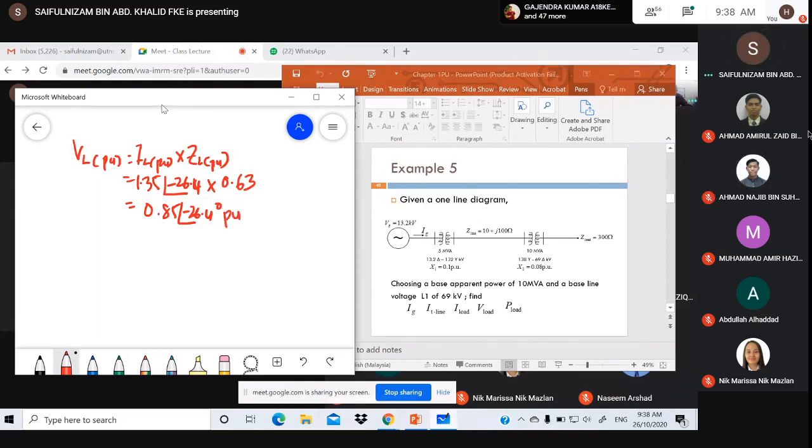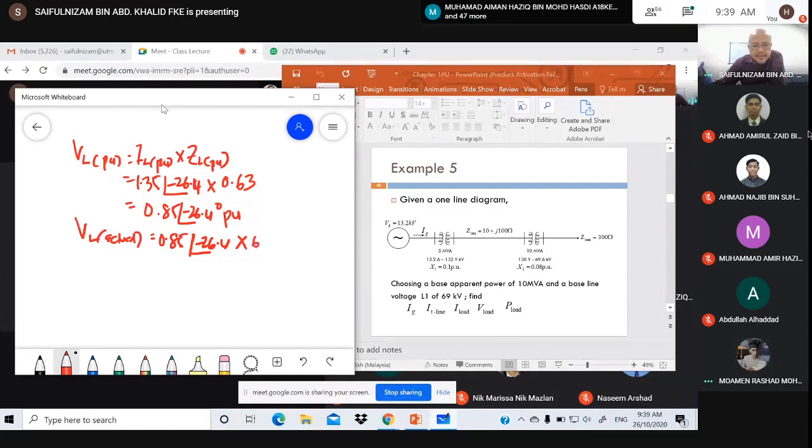So what is the load voltage actual? 0.85 angle minus 26.4, 0.85 times the, what is the new base voltage at load side? What is the new base voltage at zone 3, at the load side? 69 kV. Okay.